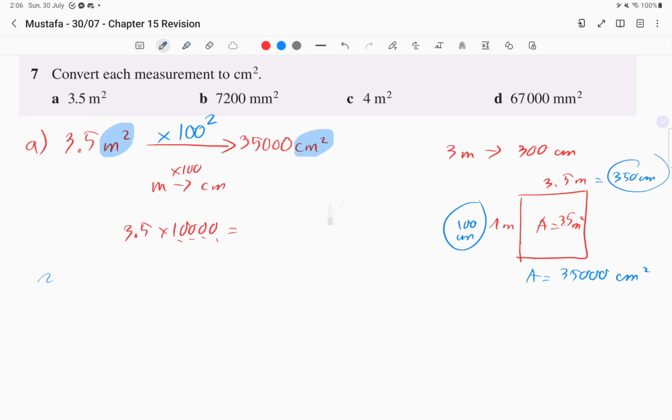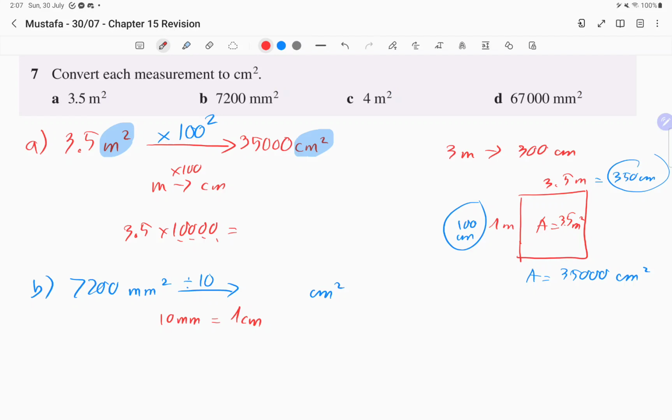All right, I'll show you another example. Question B. 7,200 millimeters squared. Now convert from millimeter squared to centimeter squared, times or divide? You divide, right? By what? What's the ratio between millimeters and centimeters? It's 10, because 10 millimeters is 1 centimeter.